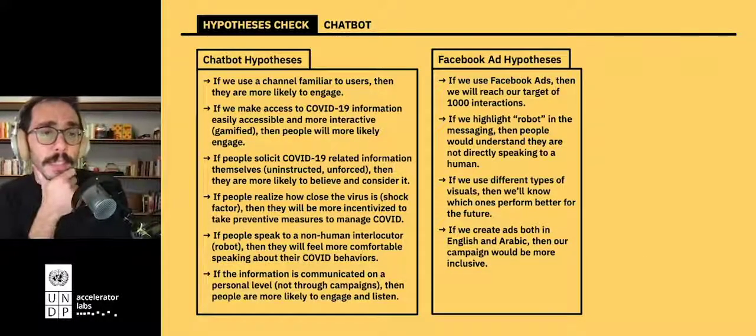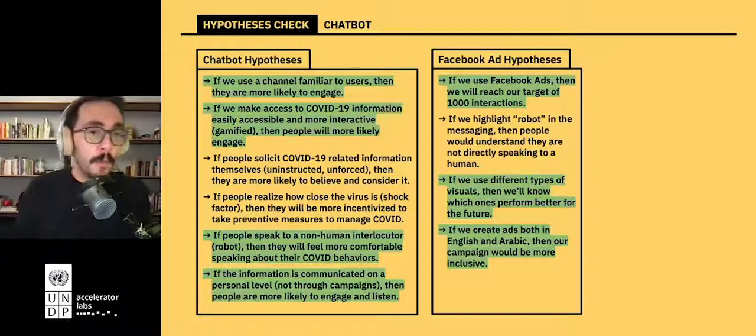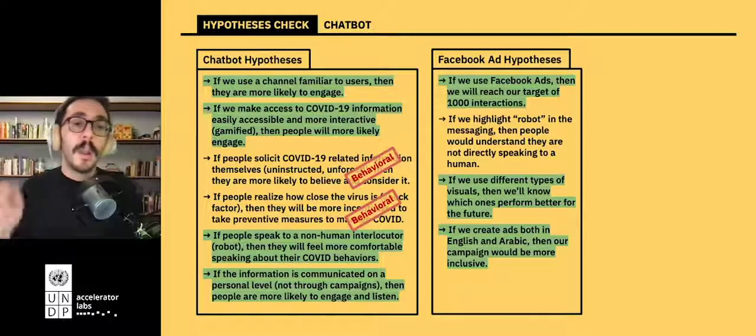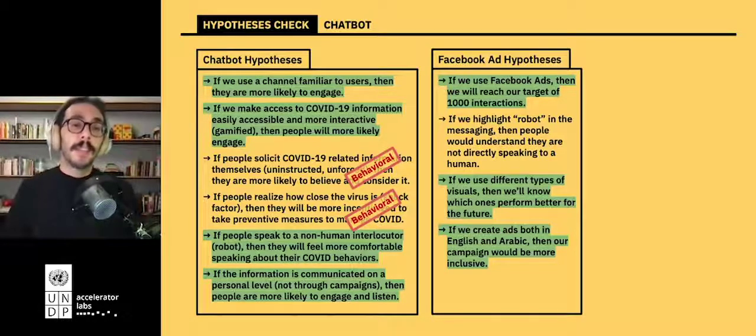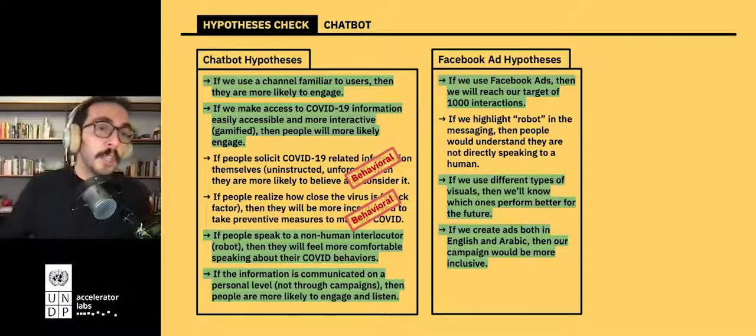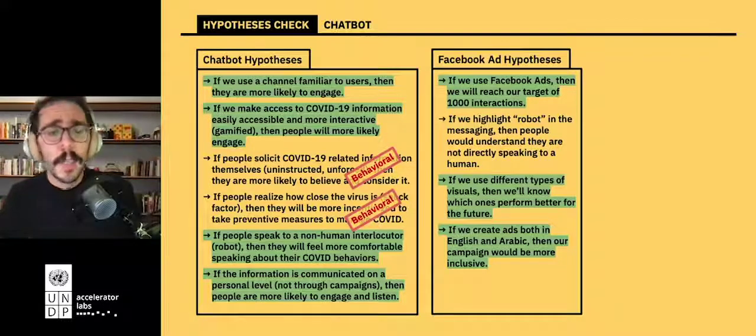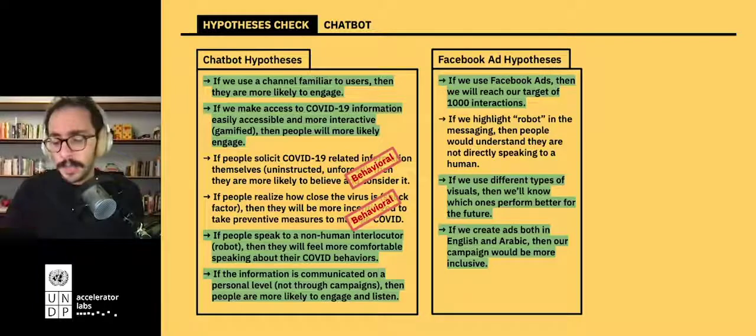Again, let's do a quick hypothesis check. The green ones are the ones that we've validated, and there are two here that were behavioral changes. We were not able to validate these at this moment, and for the future, we have to make sure that we put in more specific metrics to be able to see if people's behavior is actually changing in relation to COVID-19, if they're taking preventive measures more seriously, etc. So these two we were not able to validate with our current experiment.